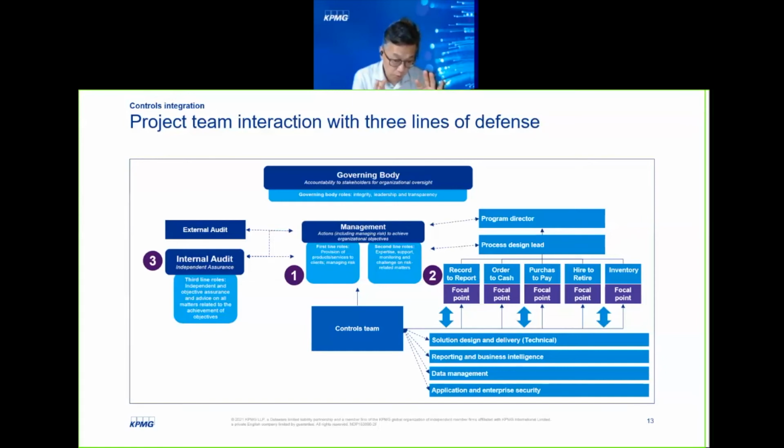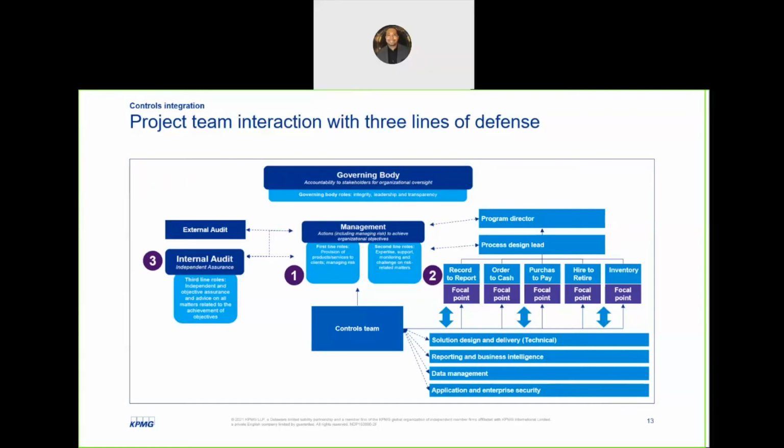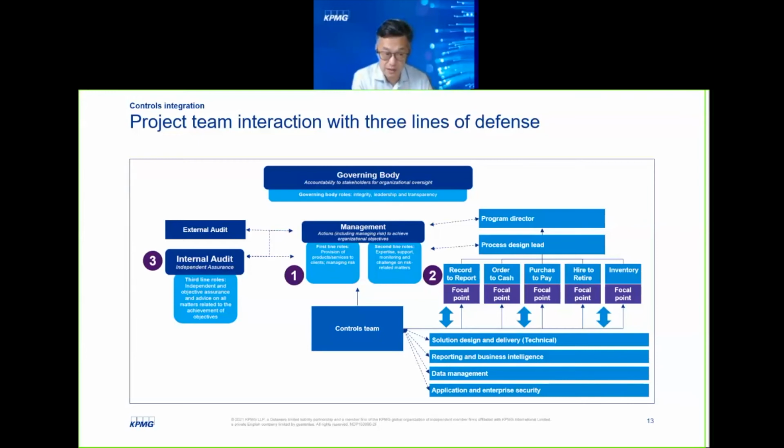So what you see on this slide is that a controls team would integrate well with the first and second line of defense, interfacing with the management function as well as your functional teams that you see on the right-hand side, like your record to report teams, the purchase to pay side, as well as your technology side. But then also making sure that you have a tie into your third line, your independence group, which has an oversight function in terms of aligning with you on your approach as well as on your future design of the controls.